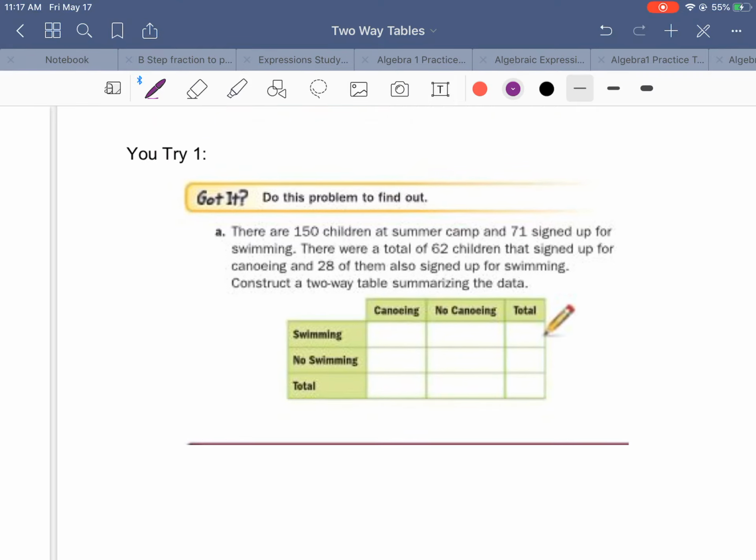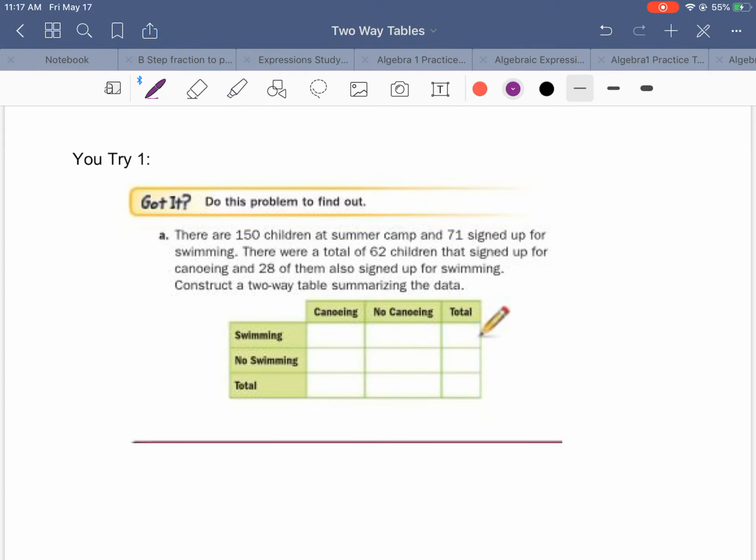Okay, do this problem to find out how well you're doing. So there's 150 total students at summer camp. Out of those 150 total students, we already know that there's 150 total students. Okay, 71 signed up for swimming. Fill that in where it belongs. There's a total of 62 children that signed up for canoeing, and 28 of them also signed up for swimming. Construct a two-way table showing the data.